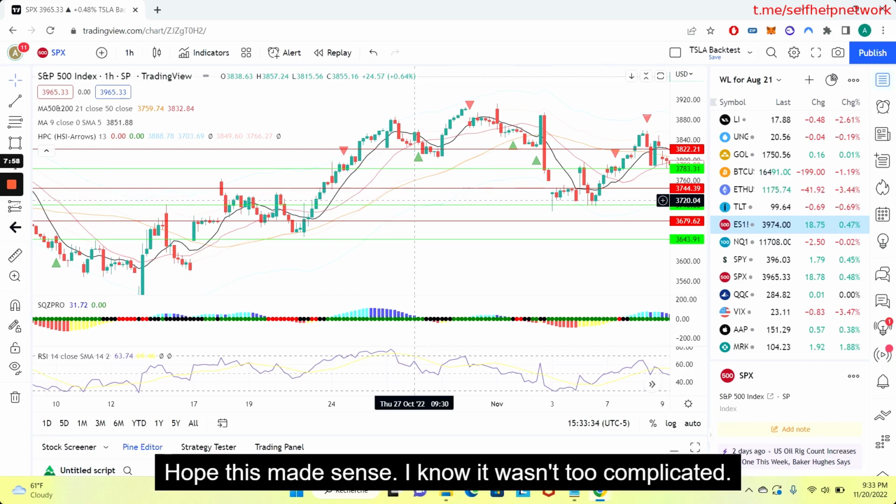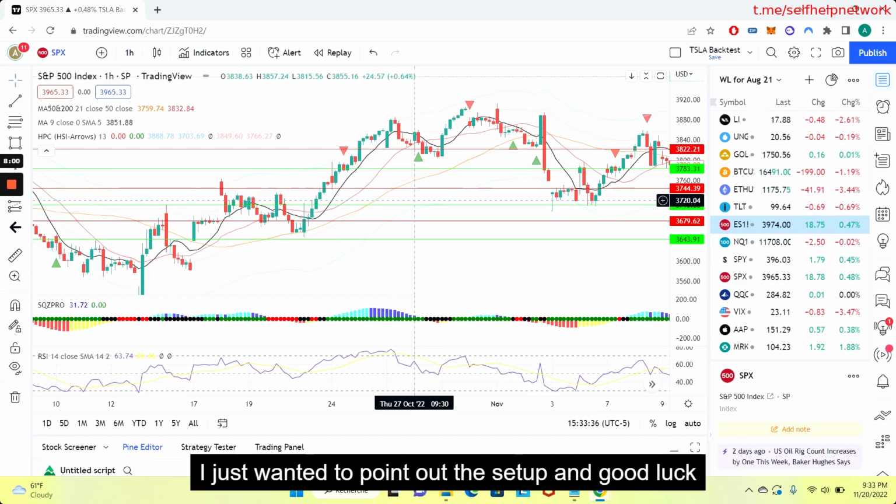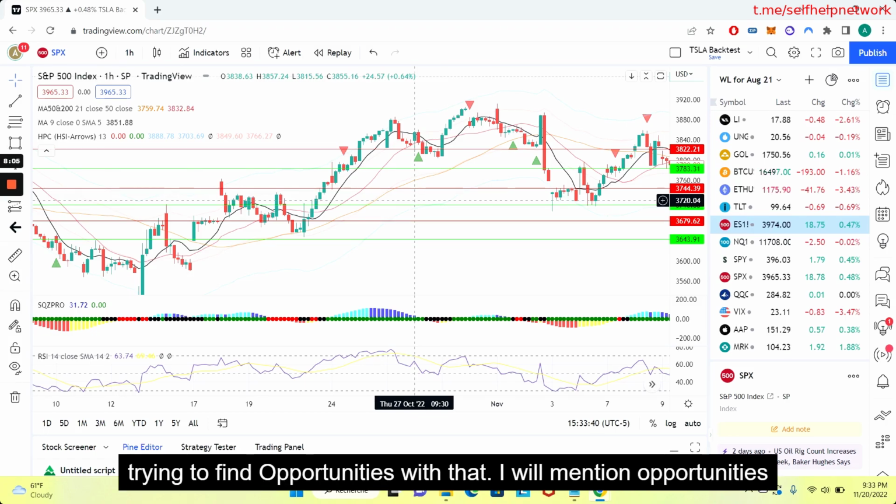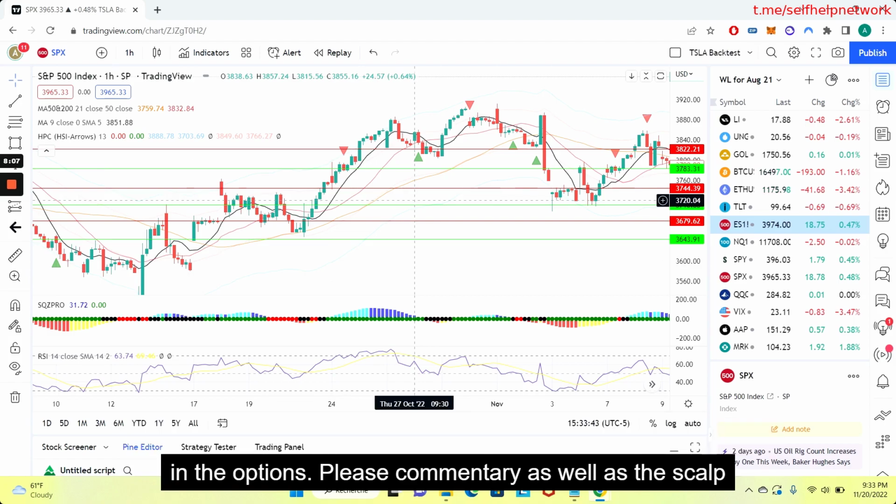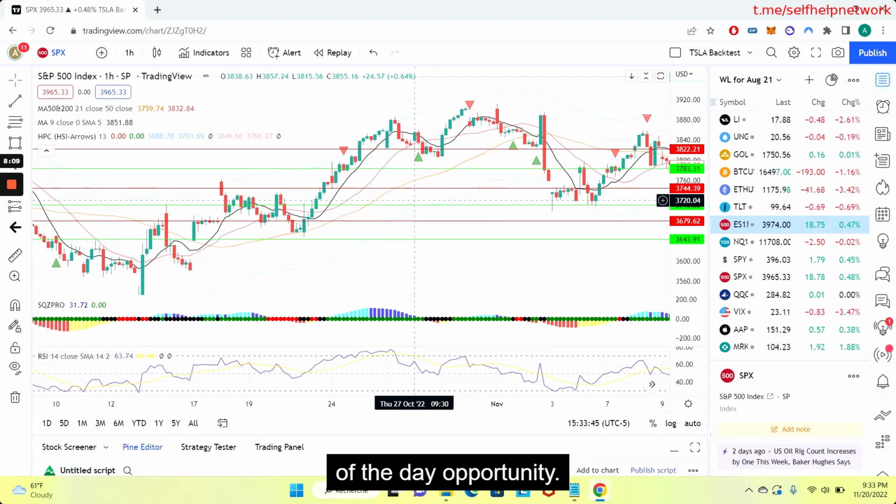Hope this made sense. I know it wasn't too complicated. I just wanted to point out the setup, and good luck trying to find opportunities with that. I will mention opportunities in the options place commentary as well as the scalp of the day opportunity.